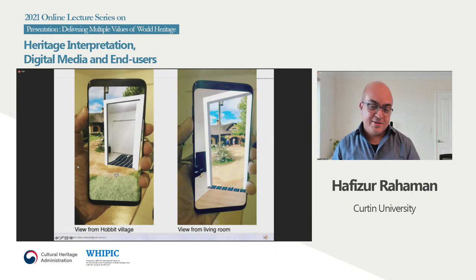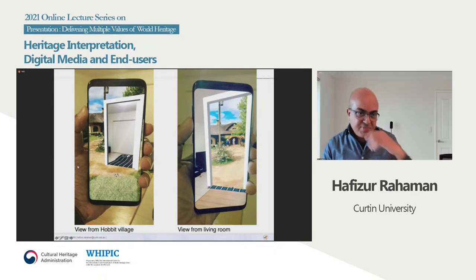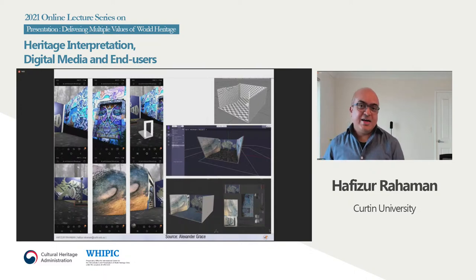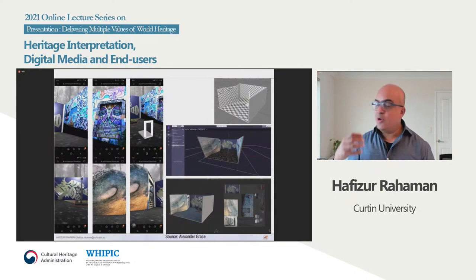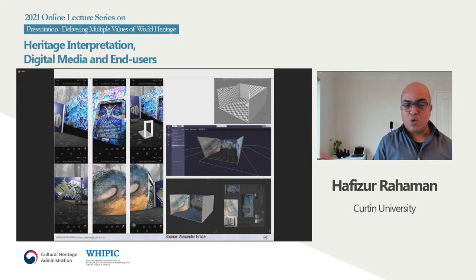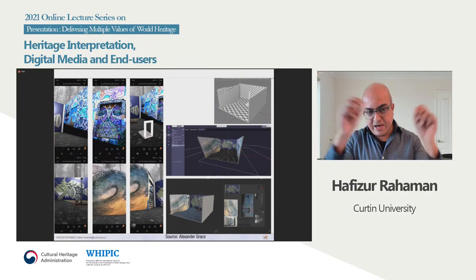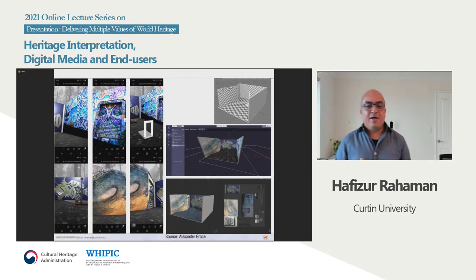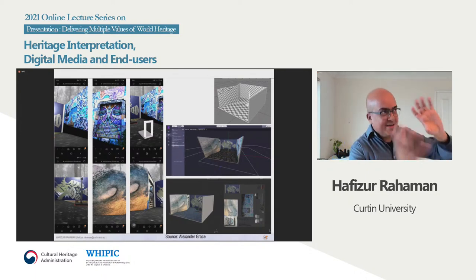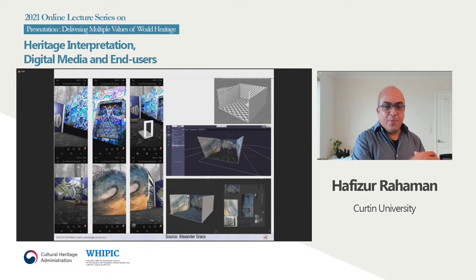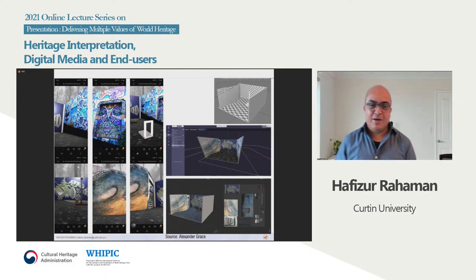For example, here is the Hobbit village. And when you are inside the Hobbit village, you can see the other side of the door is the living room. One of my students made a very interesting project. He went to different parts of the park and took 360 photos of the street arts. And from these photos he made two scenarios. One is a room where he embedded all the street arts on its wall, and placed a door gateway in the campus. So anyone with this app can go through this door and see all this wall paint in a virtual world.